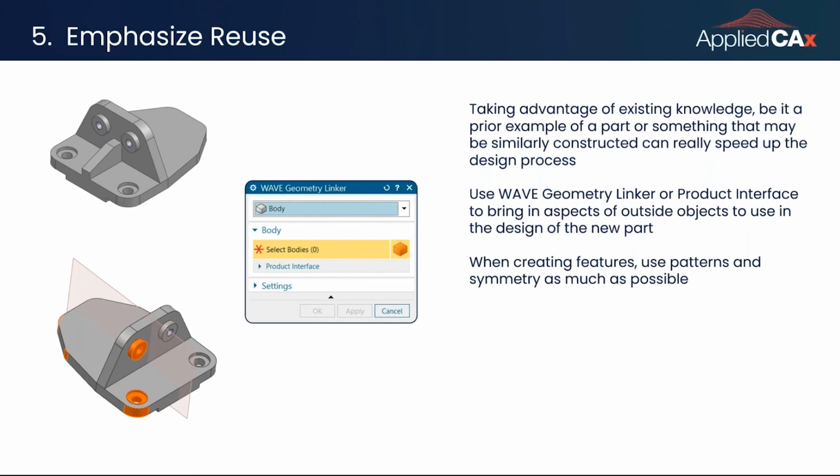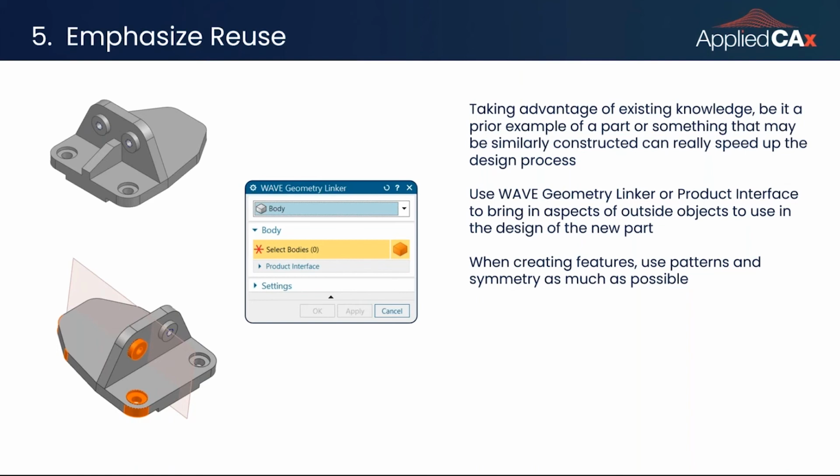Another thing that kind of plays into reuse is being able to use a tool called Wave Geometry Linker, or a version of it called Product Interface, where you're bringing in outside aspects from other parts into your part, either to start the design or maybe even partway through as some sort of interaction that you need to make adjustments for. And so you can reuse an aspect of another component via that inner part linking.